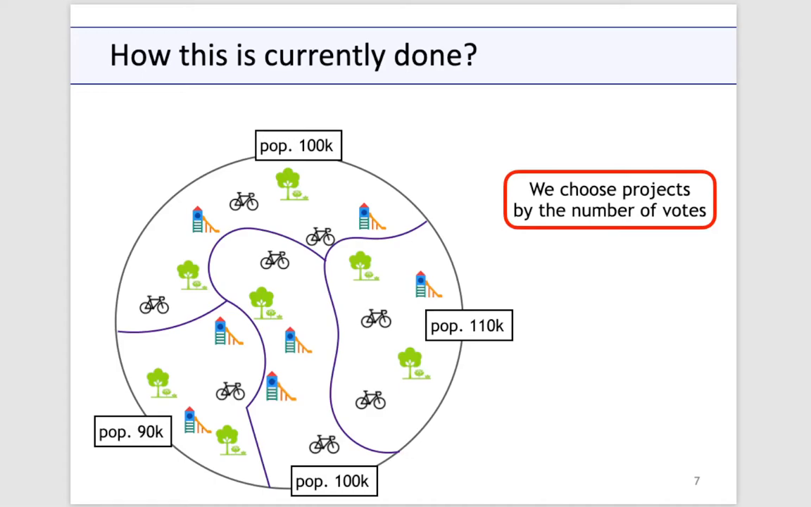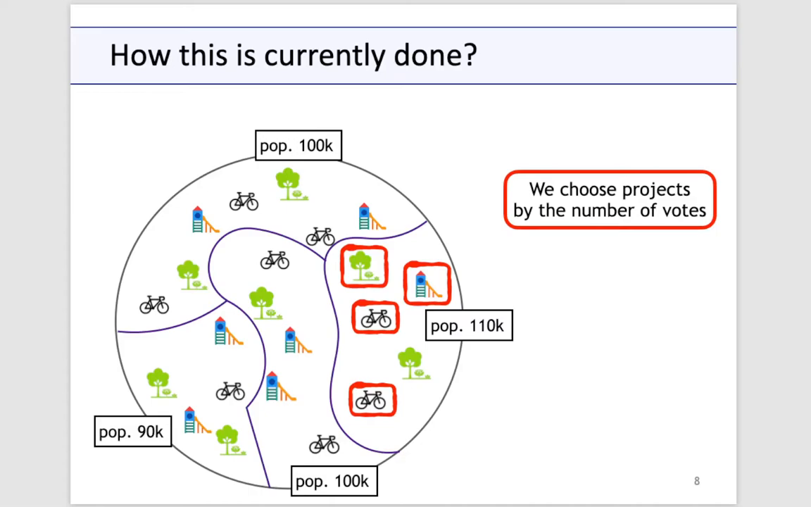What would happen if we use the greedy rule to select the winning projects? Observe that the projects from the most populous area would receive the highest number of votes. Indeed, each such project would receive 110,000 votes. Since the greedy rule selects the projects by the number of votes, the projects from the most populous district would be selected. And only such projects.